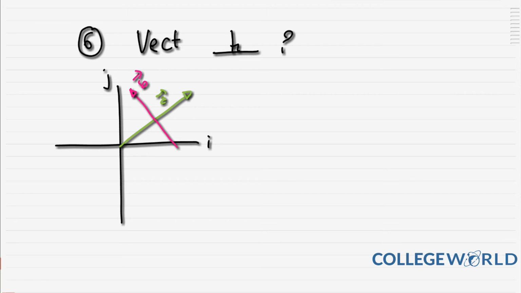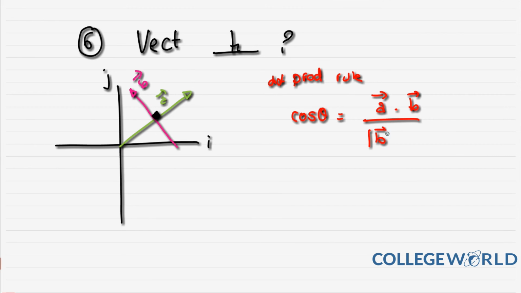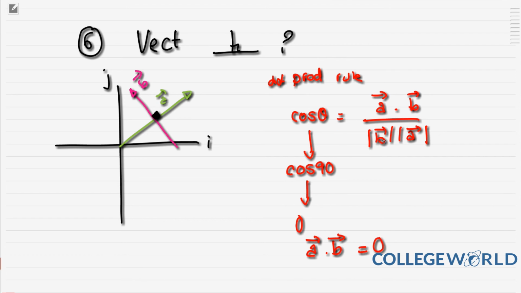If they're perpendicular, what we know is that this is going to be a right angle. So if we want to write the dot product rule, we are going to say that cosine theta is the product of both vectors divided by the product of their magnitudes, and we know that theta here is 90, so it's going to be cosine 90, which is equal to 0. This means the product between them has to equal 0.